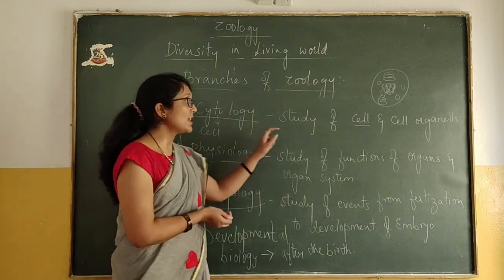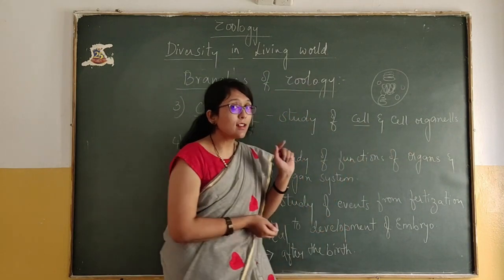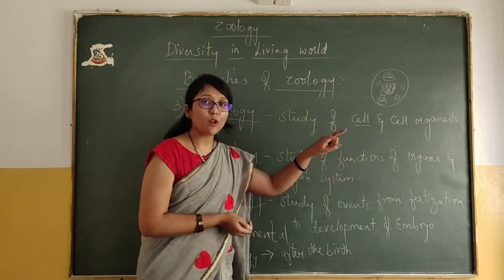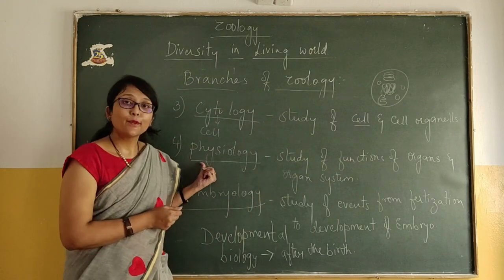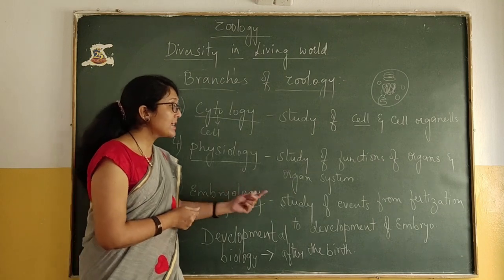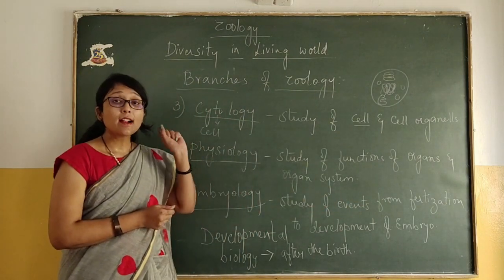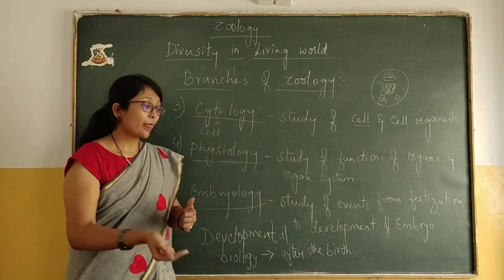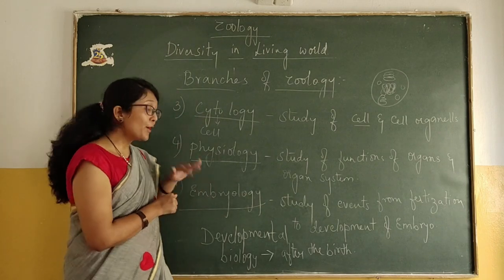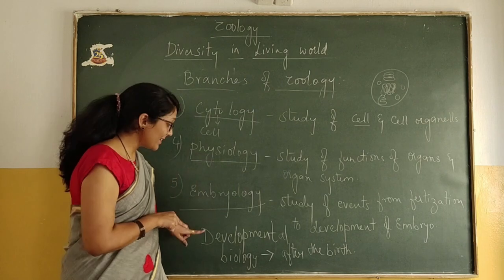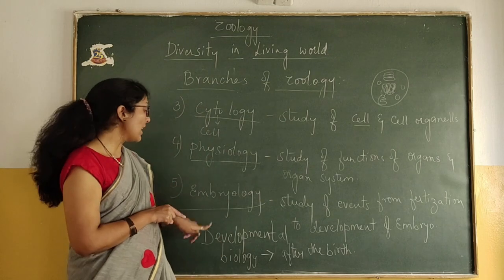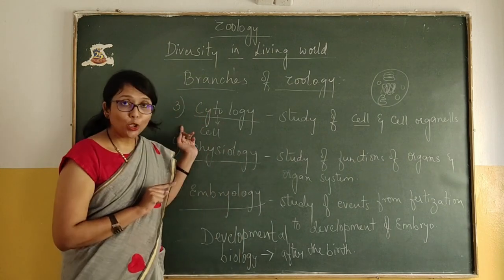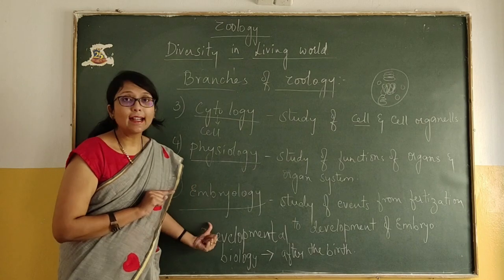Quickly I'll repeat what we have done. Cytology is the study of cell and its cell organelles. Physiology is the study of functions of organs and organ systems. Embryology is the study of events from fertilization till birth, or till the embryo is developed. Those events are studied under embryology. After birth, the developmental process is studied under developmental biology. So far, the branches we have studied are taxonomy, morphology, cytology, physiology and embryology.